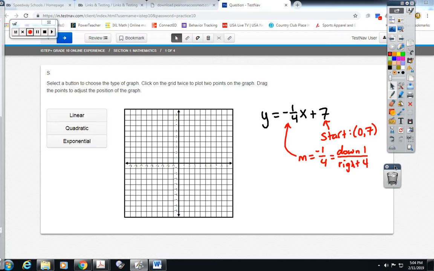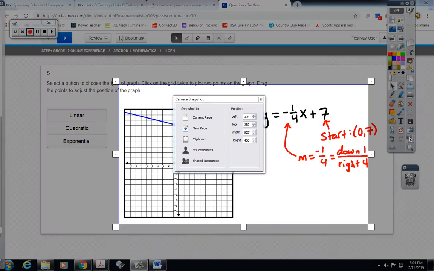So, once again, to graph a line, we click on the linear button, which will bring up this generic line. We will then move one of the points to 0, 7, our starting point, and move the other point from there down 1, right 4. This will generate a slope of negative 1/4 and give us our line correctly graphed.